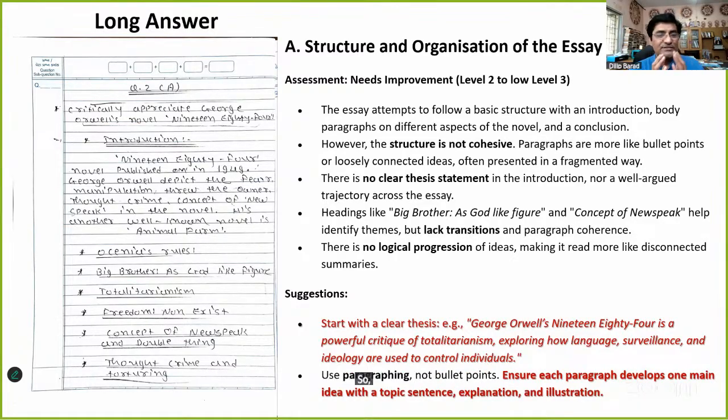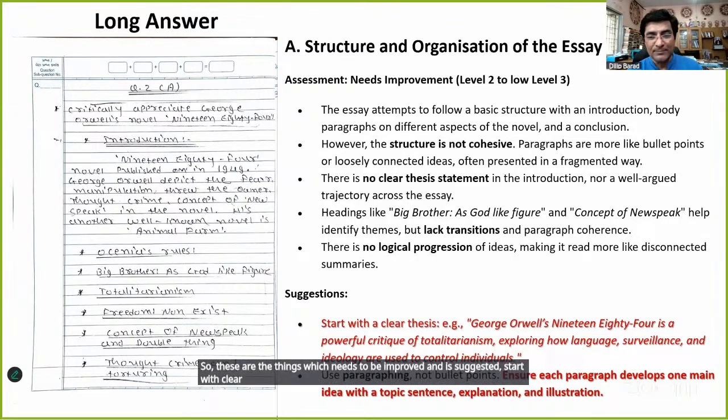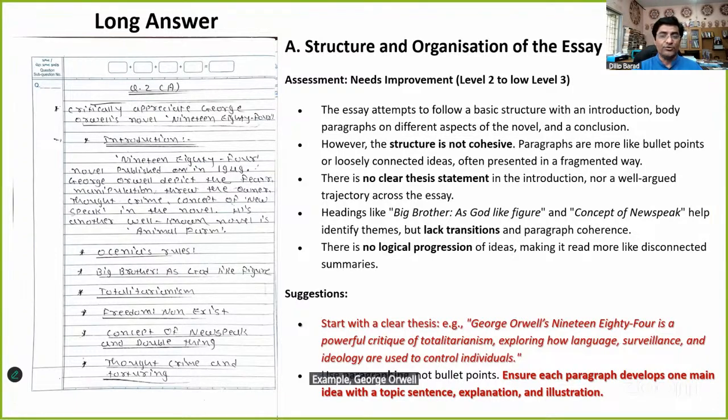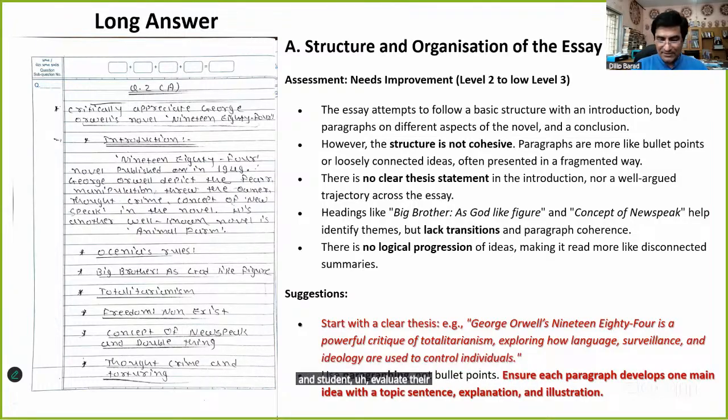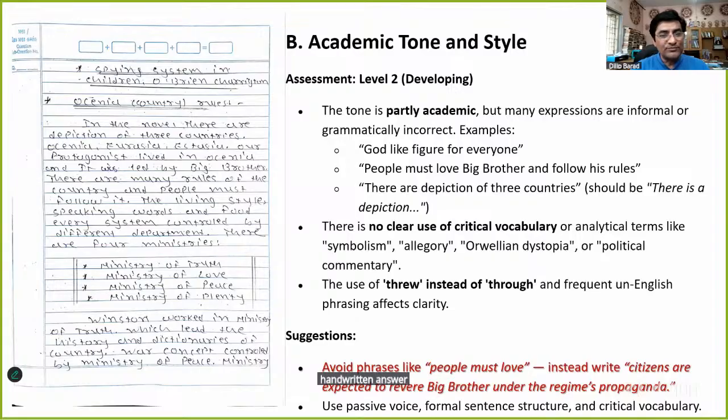So these are the things which need to be improved, and it is suggested to start with a clear thesis. Example, George Orwell's 1984 is a powerful critique of totalitarianism. Use paragraphing, not bullet points. Ensure each paragraph develops one main idea with a topic sentence, explanation, and illustration. So, say two guidelines, CEFR guidelines and the BAWE corpus, and students evaluate their handwritten answer with the help of generative AI. So, this should be a part of the curriculum.